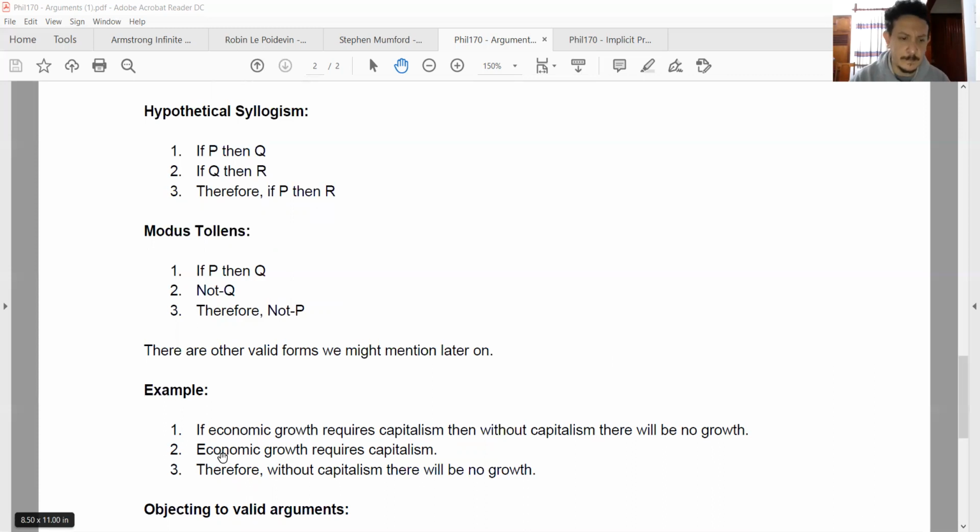And premise 2 is telling us that actually this condition here is satisfied. So the conclusion is going to be, therefore, Q, without capitalism, there will be no growth, because what premises 1 and 2 were telling us was that there was this relationship between P and Q, this conditional relation, and then the first condition happens. So the second condition must happen, right?